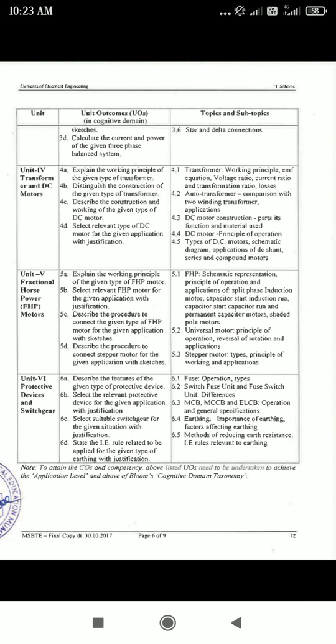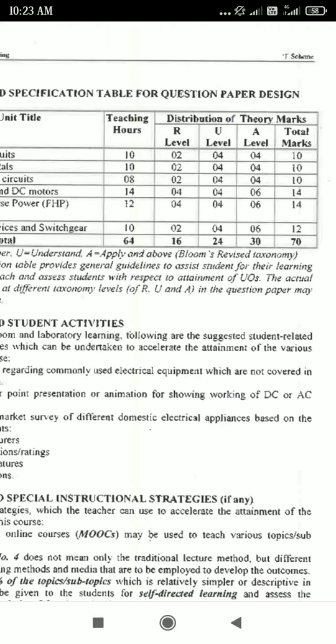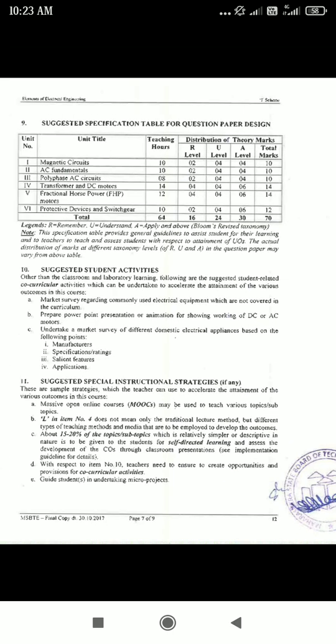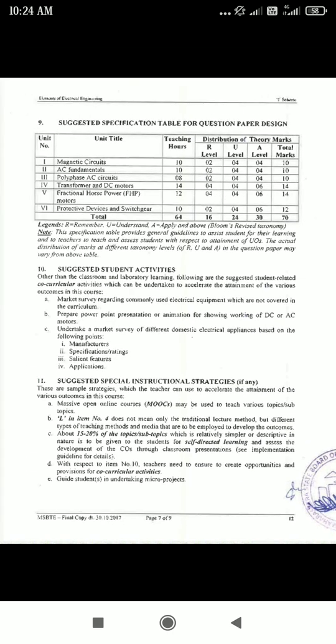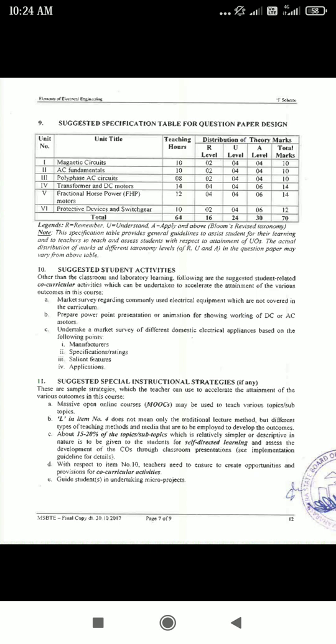This is an overview of our subject, that is, Elements of Electrical Engineering, right? In the practical session here, the coverage of the marking scheme of our subject unit wise. The first unit is magnetic circuit, and the total weightage of that first unit is 10 marks. Then the second unit is AC fundamental. The weightage of this unit is also 10 marks.